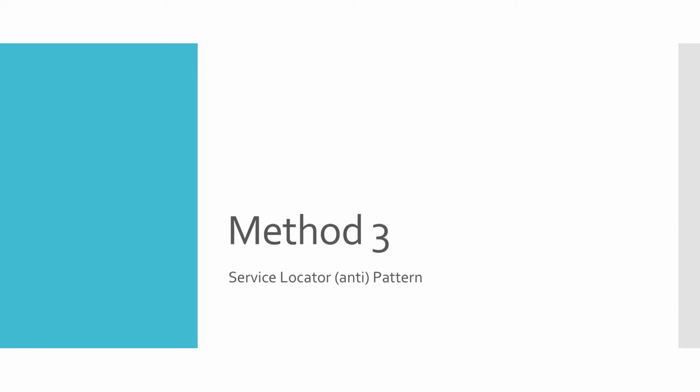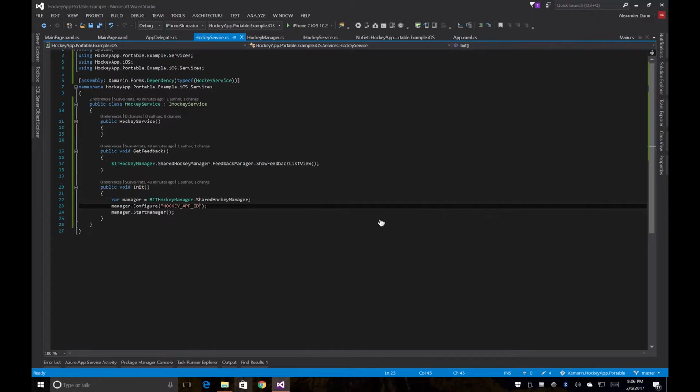Previously, we looked at using the Xamarin.Forms dependency service. That is also using a Service Locator anti-pattern, but we're going to look at it again with the same approach, but without using Xamarin.Forms. So you can use the same method if you're writing in Xamarin native code, but still using your PCL. So back in Visual Studio, you can see our original implementation for our iOS HockeyApp service.